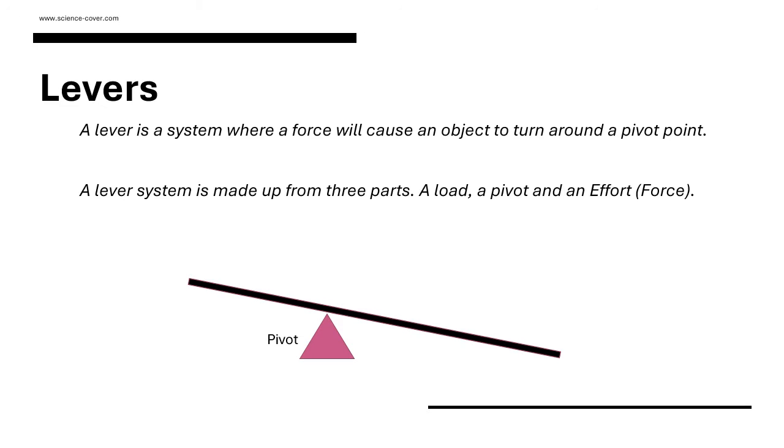This diagram shows a plank balancing on a pivot. Any object that we are trying to lift is called the load. And to do this, we need to apply a force on the opposite side of the pivot. We call this the effort.